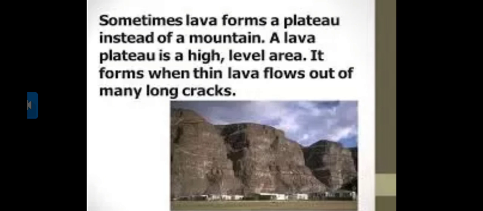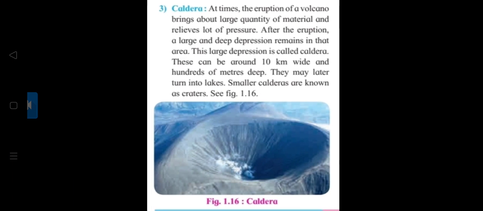This is some more information to add on to lava plateau, for when you get a question which requires more detailing about different volcanic landforms. Students, you all can use this as add-on information for expanding your answers. Sometimes lava forms a plateau instead of a mountain. A lava plateau is a high level area. It forms when thin lava flows out of many long cracks. How does it form? When thin lava flows out from those long cracks.